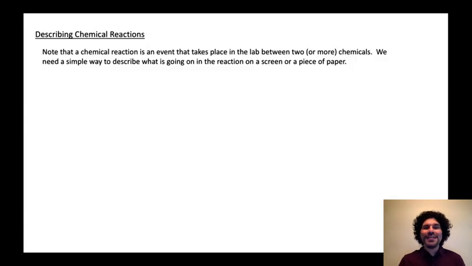What we need to do in the rest of this lesson is come up with a method that we agree on to describe chemical reactions. How do chemists talk to each other about reactions? A reaction itself is an event that takes place in the lab between two or more chemicals. What we need is a way to describe what is going on in that reaction, either on a screen or on a piece of paper.